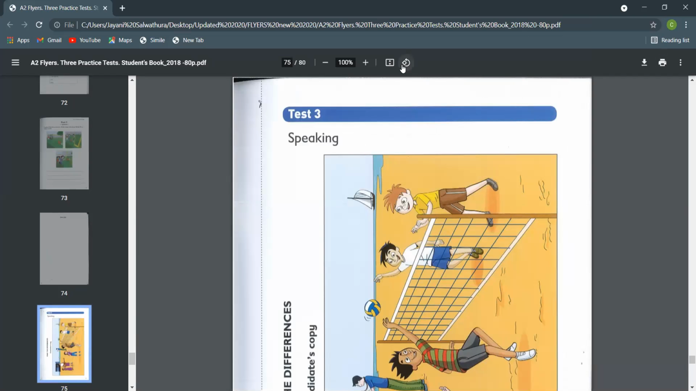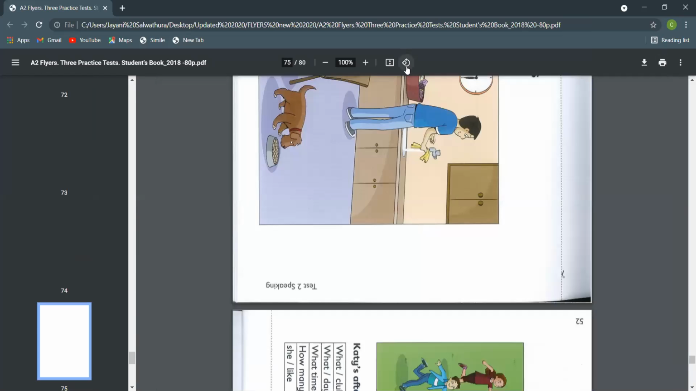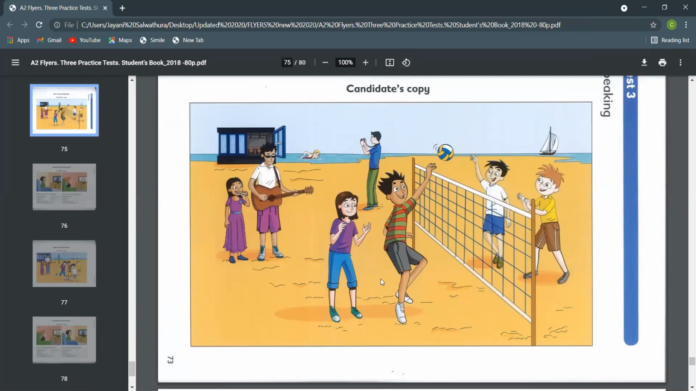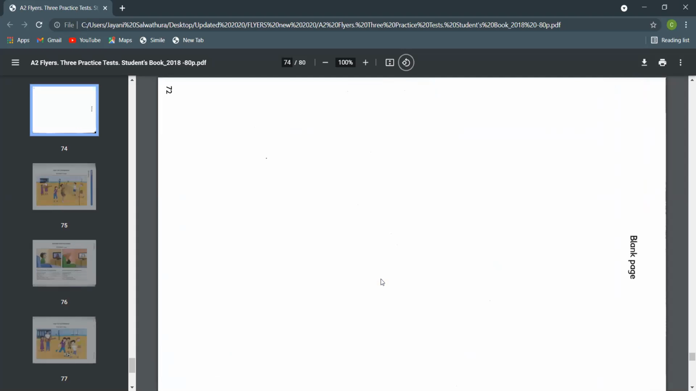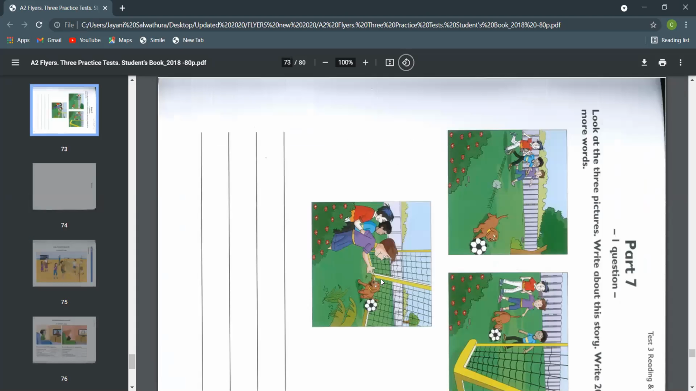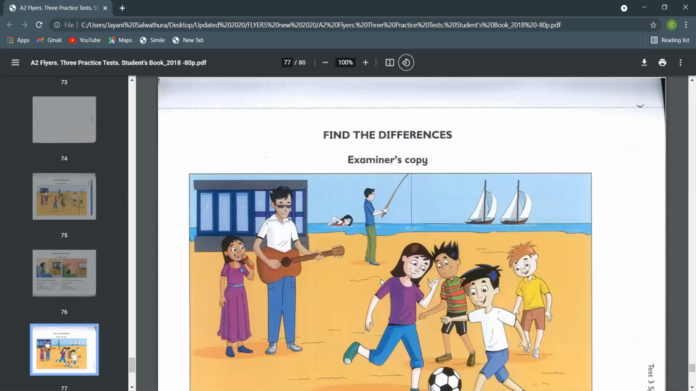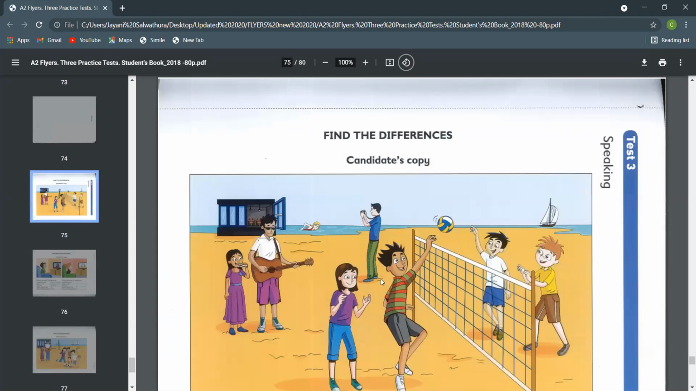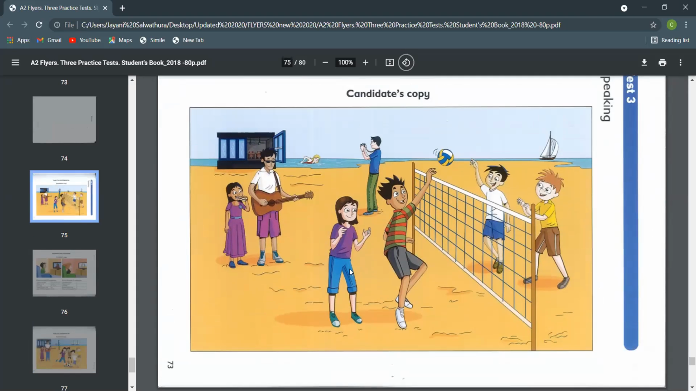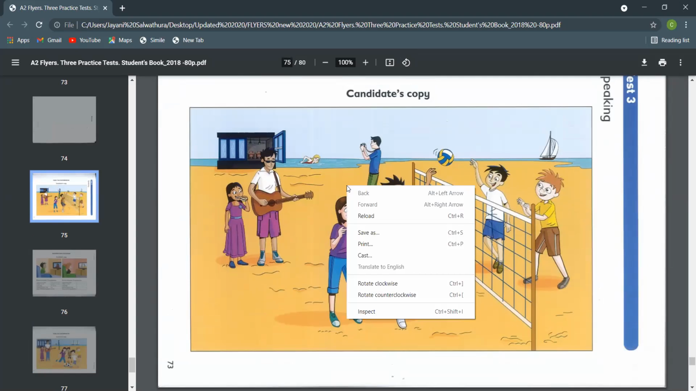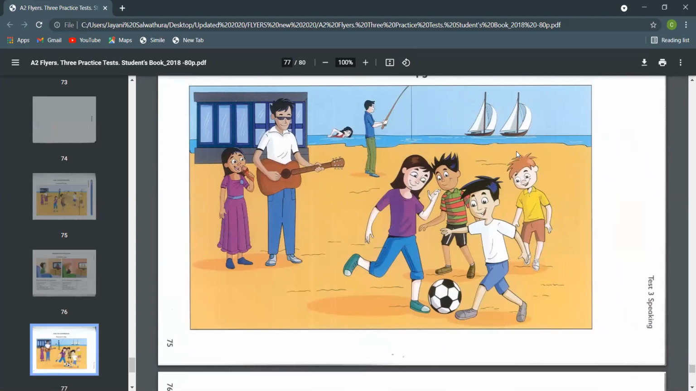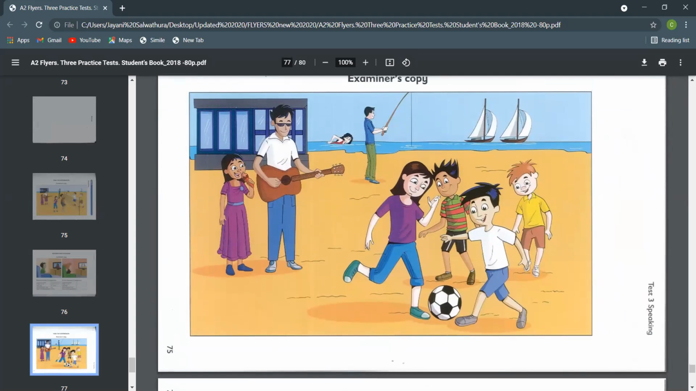All right, look at this. So you can see there's a picture. This is candidate's copy. මේකට අපි candidate's copy කියලා කියනවා. හරි නේද? ඊට පස්සේ මෙතන තියෙනවා examiner's copy එක. This is examiner's copy. පේනවද? This is candidate's copy. ඔයාලට copies දෙකක් තියෙනවා. Then teacher kiyana eka haganna.